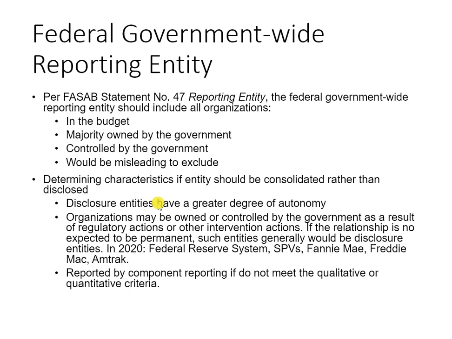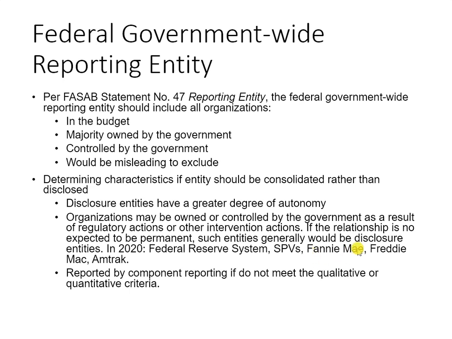that have a greater degree of autonomy. So they're not fully controlled by the government, or organizations may be owned or controlled by the government as a result of regulatory actions or other intervention actions. If the relationship is not expected to be permanent, such entities generally would be disclosure entities. Okay, for example, in 2020, the Federal Reserve System, okay, it's a disclosure entity. It's closely related to the federal government, but it's not controlled, right?